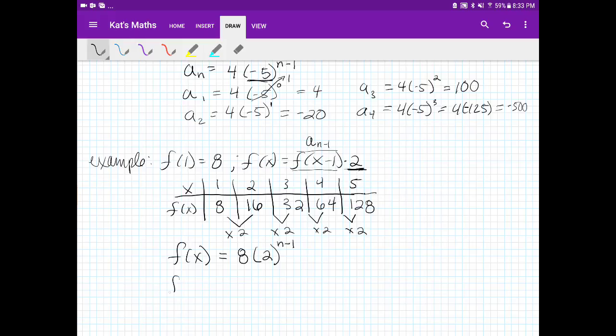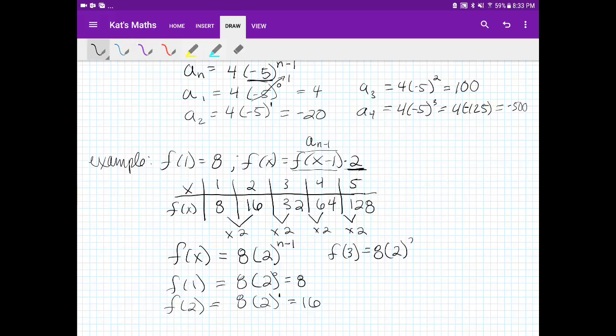So for the first one, f(1), 8 times 2 to the 0 power gives us 8 times 1, which is 8. For f(2), we've got 8 times 2 to the first power, because 2 minus 1 is 1. So that gives us 16. f(3), 8 times 2 to the second power, since 3 minus 1 gives us 2. So that's 4 times 8, which gives us 32.